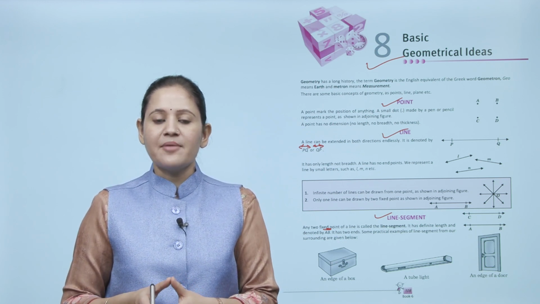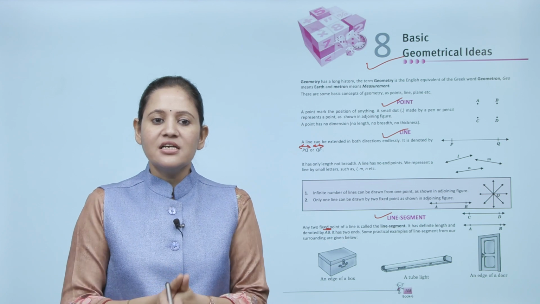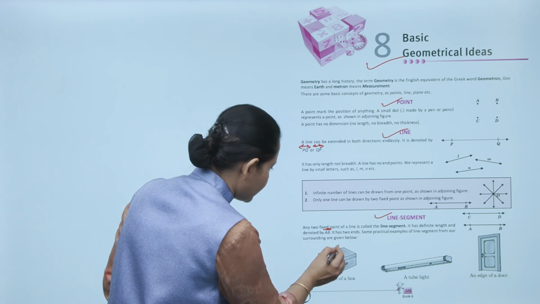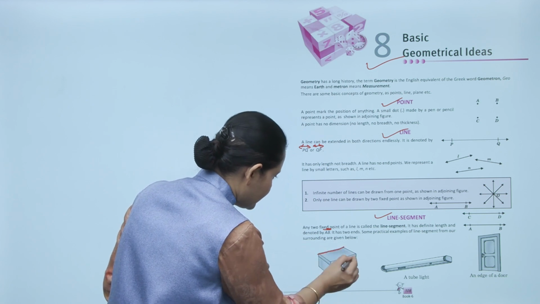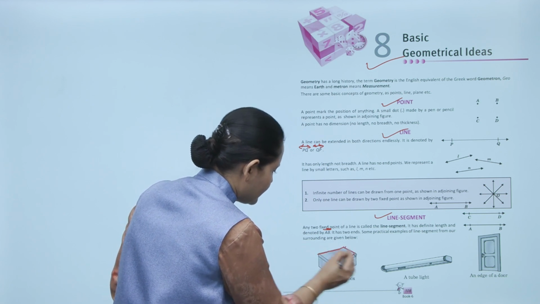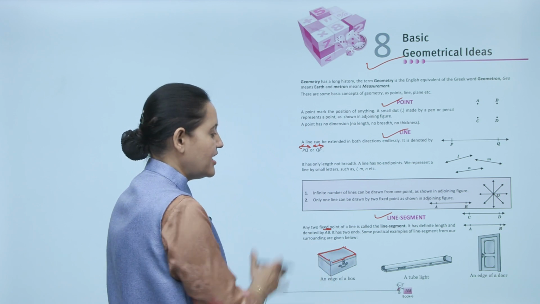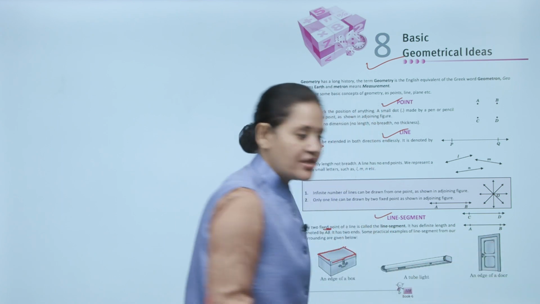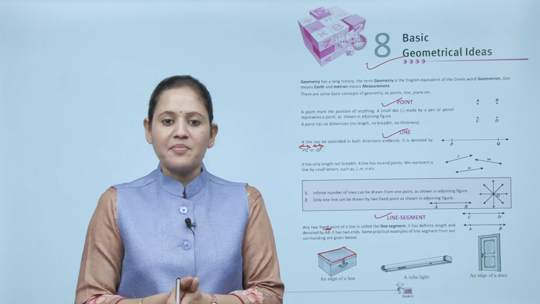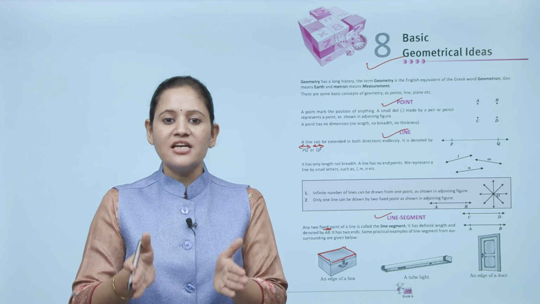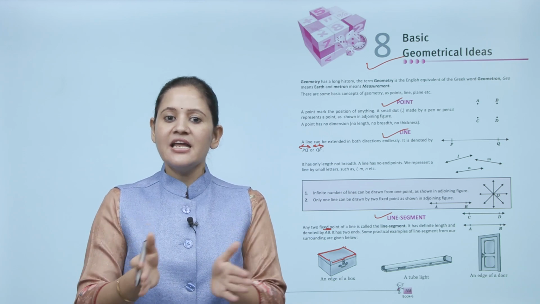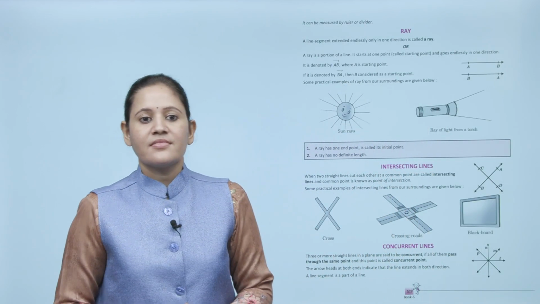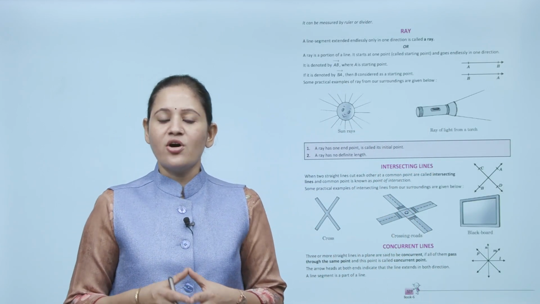Some practical examples of line segments from our surroundings are given below. The edges of the boxes, so these are line segments. Tube light, edges of the doors, all these are examples of line segments. A line segment means a part of a line which has two endpoints and a definite length. It can be measured by a ruler or divider.